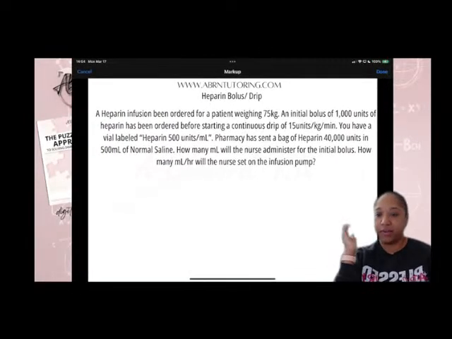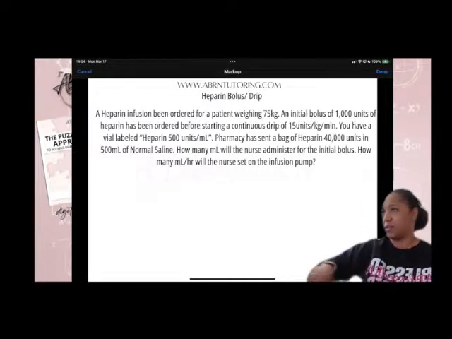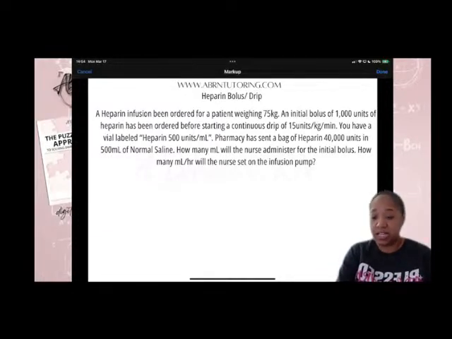So this right here is a heparin bolus and a drip. Heparin infusion has been ordered for a patient weighing 75 kilograms. The initial bolus is 1,000 units of heparin and has been ordered to start before the continuous drip of 15 units per kilogram per minute. You have a vial labeled 500 units per milliliter. The pharmacy has sent 40,000 units and 500 mLs of normal saline. How many milliliters will the nurse administer for the initial bolus? And how many milliliters per hour will the nurse set on the infusion pump?